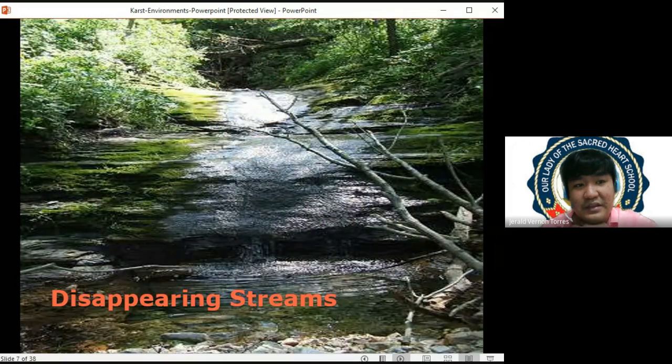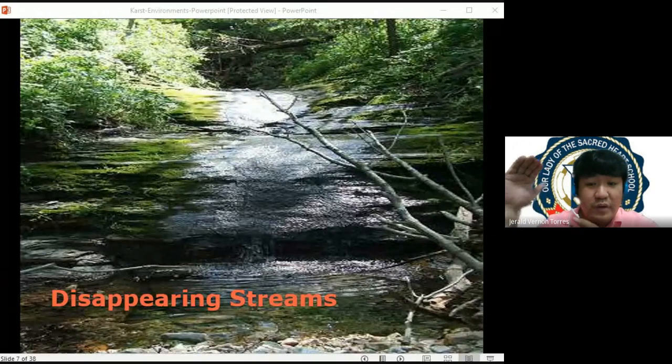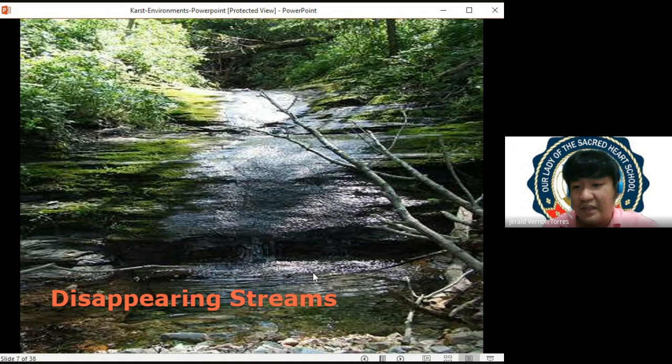Meron din tayong tinatawag na disappearing stream, so usually may flowing water, then after a short while mawawala siya. It's due to the fact na pumasok siya underneath the parent rock due to a presence of a karst landform.